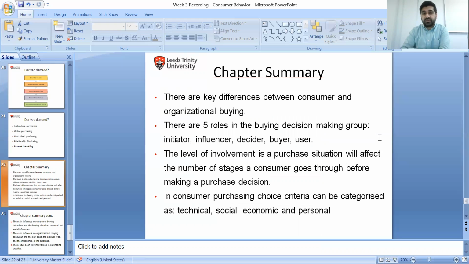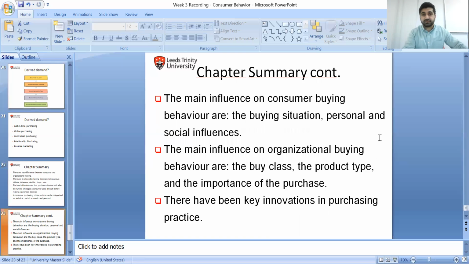This was the basic chapter summary of week number 3: consumer behavior, how they behave, how they identify their needs. What we discussed today are the key differences between consumer and organizational buyers. There are 5 roles in buying decision making groups: initiator, influencer, decider, buyer, and user. We talked about the different levels of involvement in a purchase situation and how it affects the number of stages. We also discussed consumer purchase choice criteria, the main influences on consumer buying behavior, and how organizational buyers behave: buy class, product type, and importance of purchase.